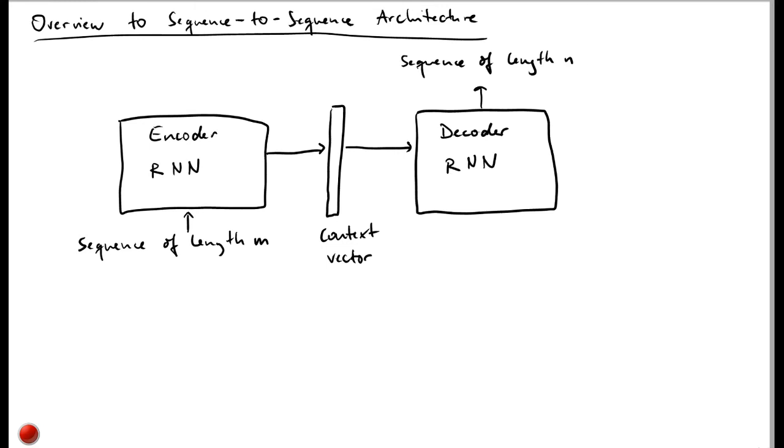What you notice here is that m and n are different letters. The reason is that they may actually also be different lengths. So m does not have to be the same as n. You can have an input length that is different from the output length.